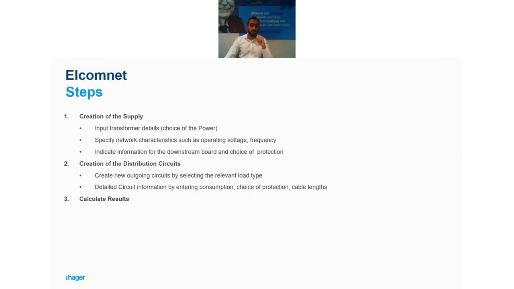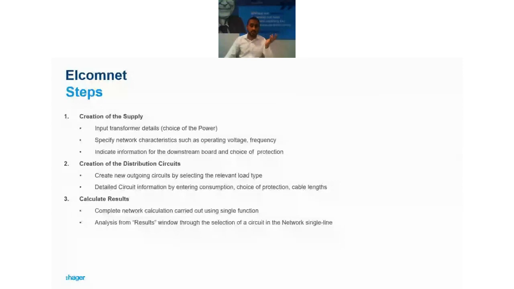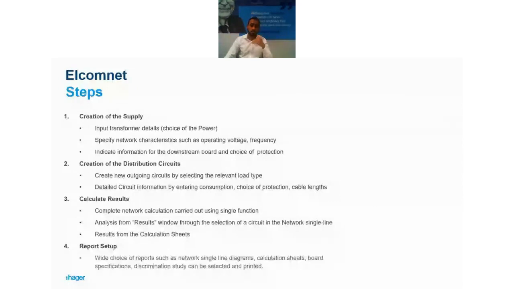Once you create all the distribution circuits, you start calculating. Complete network calculation is carried out using a single function. We just have one single button which can calculate your entire study. And then analysis of the results. I showed you the results window, so we can get a complete analysis of the results, and also we can get the results from the calculation sheets. Once we do all the calculation, we start preparing the reports. We have a wide choice of reports: single line diagrams, calculation sheets, board specifications, discrimination study. These are just some of the reports that you can create from the software.